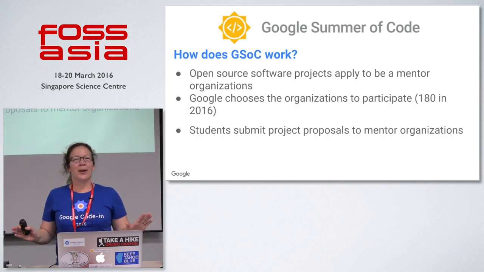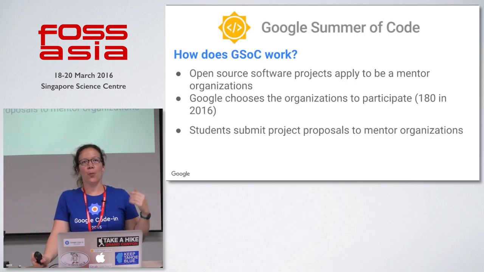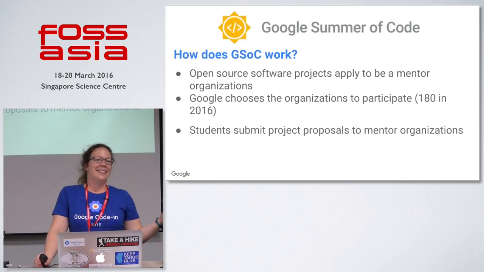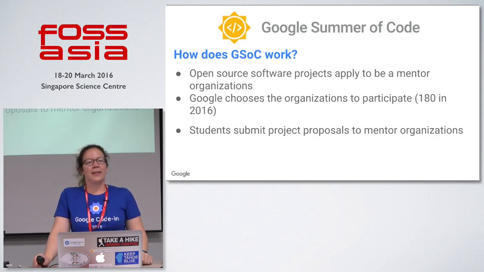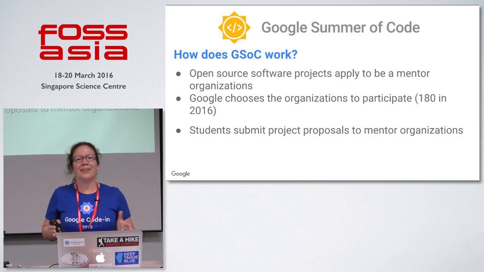We have organizations from, you know, biomedical fields to robotics, to programming languages, to database and end user application organizations, security, cloud, kind of everything. So really, there really is something for you.